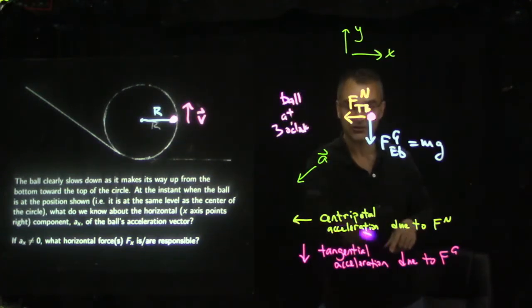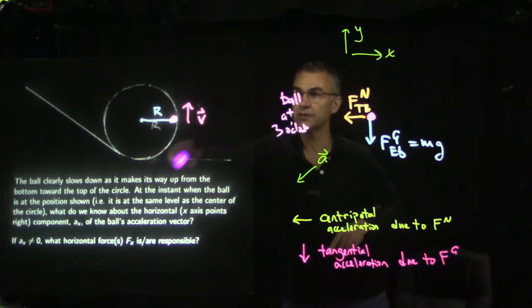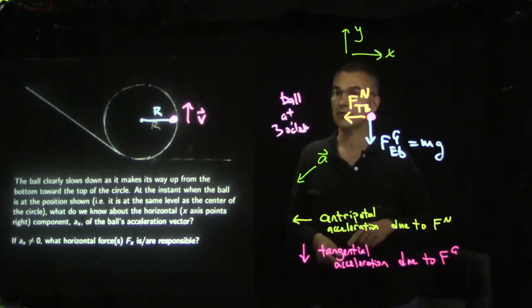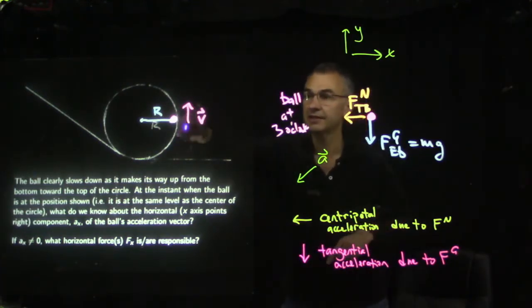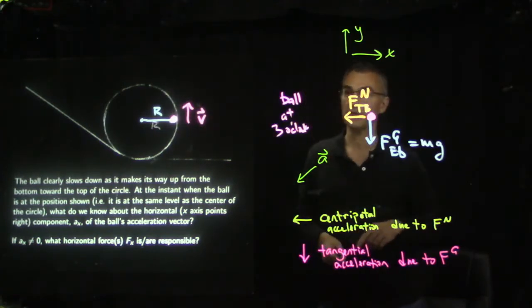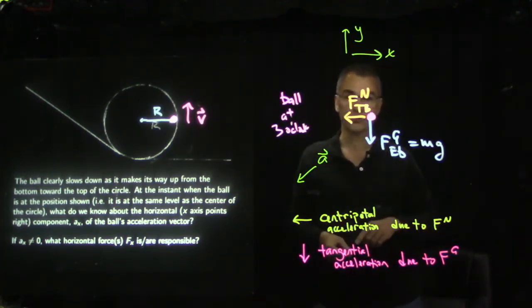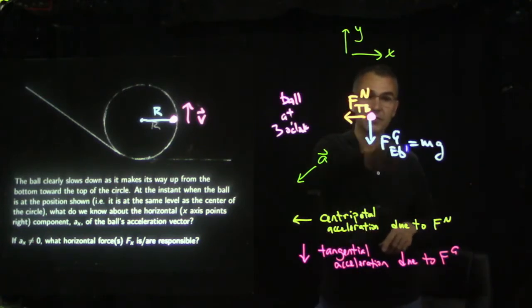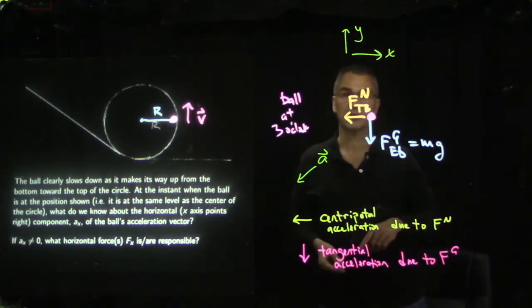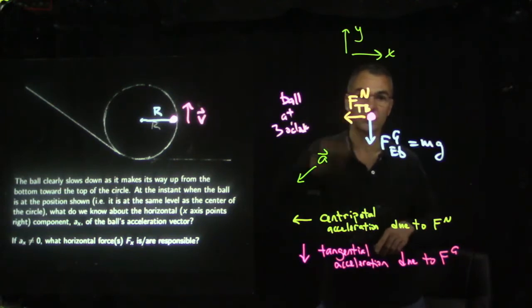Then there's a tangential acceleration. So when you're moving in a circle, if your speed is changing, that has to be due to a component of acceleration that is tangential rather than radial, tangential rather than centripetal. So at this instant, the tangential acceleration is due to the force of gravity. So we actually know at this instant that the tangential acceleration is g downward, and we know at this instant that the centripetal acceleration is the normal force divided by the ball's mass, and that must equal v squared over r. So we have those two components of acceleration.